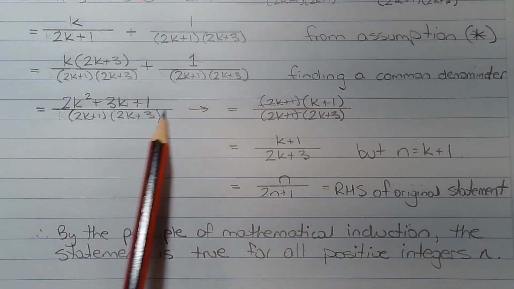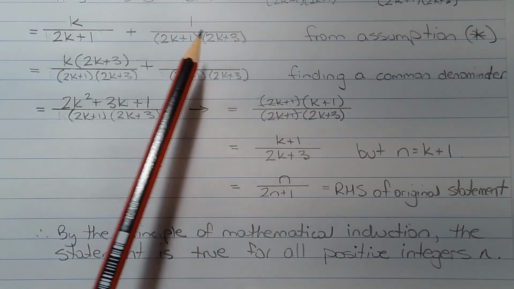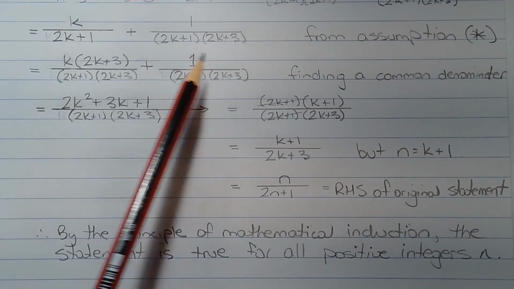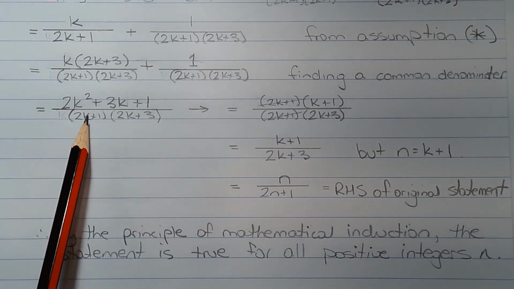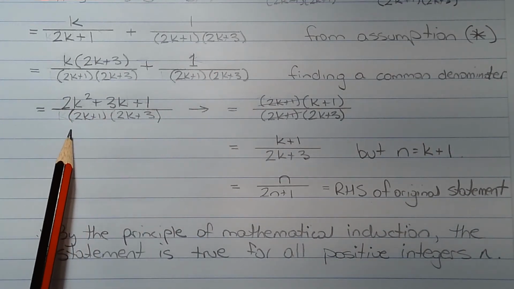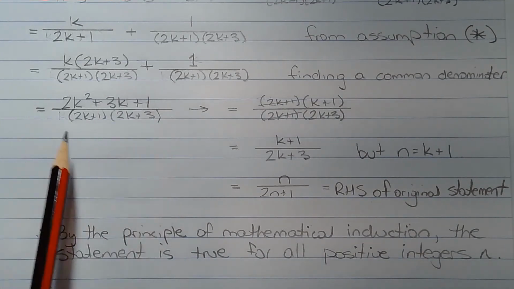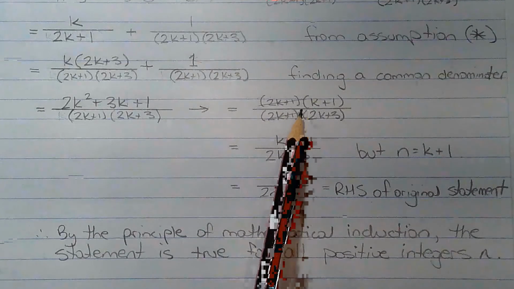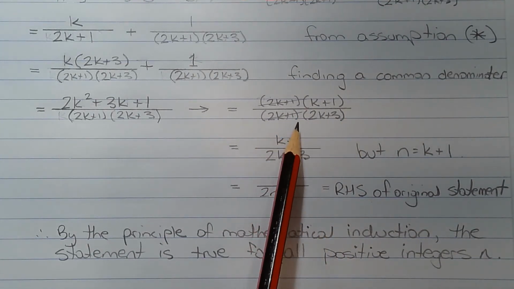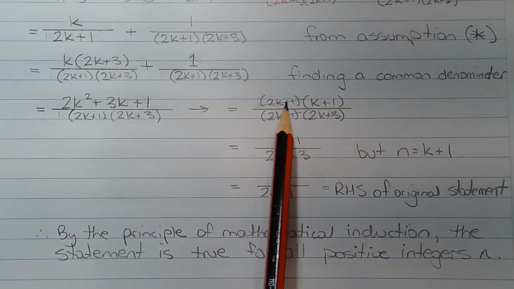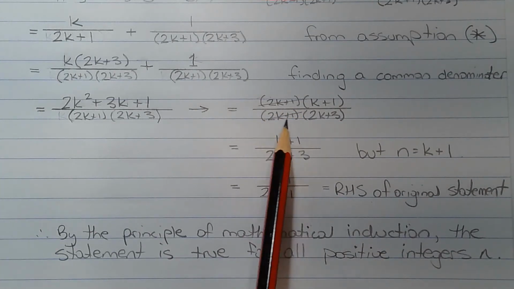Now that we have a common denominator with both fractions, we can add the numerators together. So expanding the brackets here and adding both numerators together, we get 2k squared plus 3k plus 1 over (2k plus 1) times (2k plus 3). And factorizing the numerator, we have (2k plus 1) times (k plus 1) over (2k plus 1) times (2k plus 3). And the 2k plus 1 in the numerator cancels with the 2k plus 1 in the denominator.